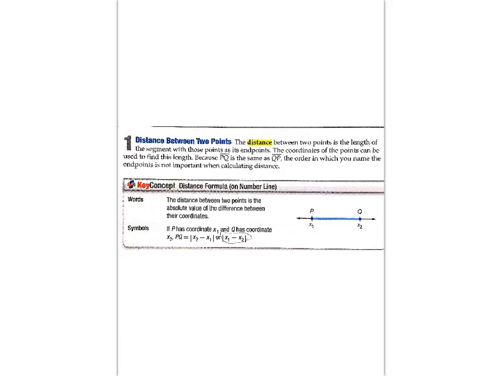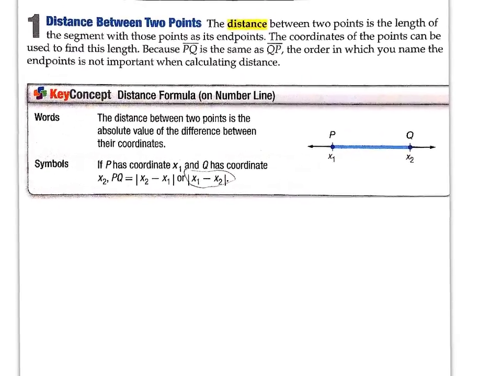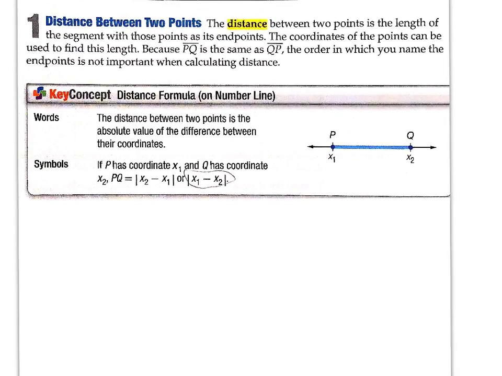Alright, so this is Chapter 1, Lesson 3, Distance Between 2 Points. This first definition is pretty easy. All it says is the distance between 2 points is how far it is. And it gives you a formula here. The thing I want to point out in the formula, if you look, both are absolute value. The reason is distance can never be negative.